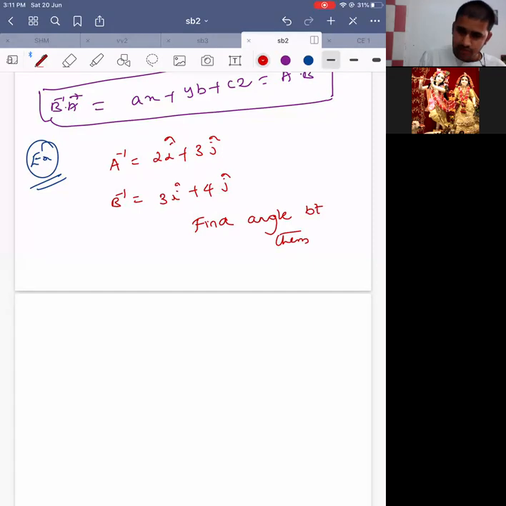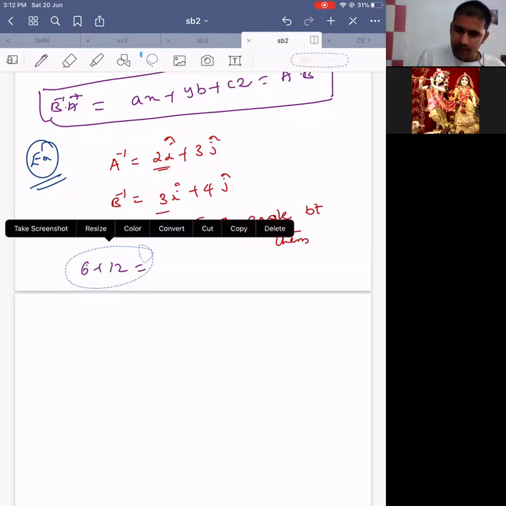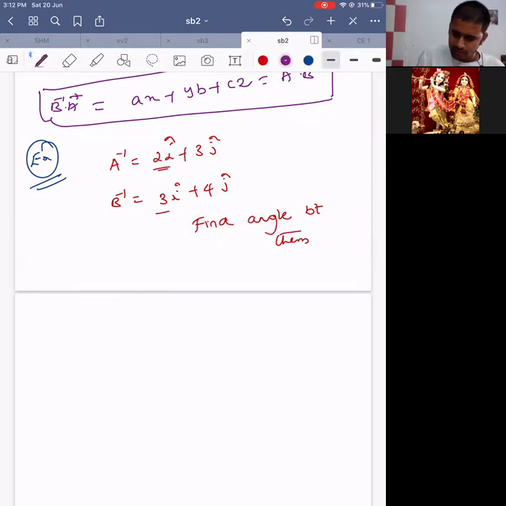So simple. a bar dot b bar is 2 times 3, 6, plus 12. Whenever they ask you to find the angle, first we need to do the dot product. Dot product a bar dot b bar is equal to mod a mod b cos theta. From here, we can get the angle between the two vectors.